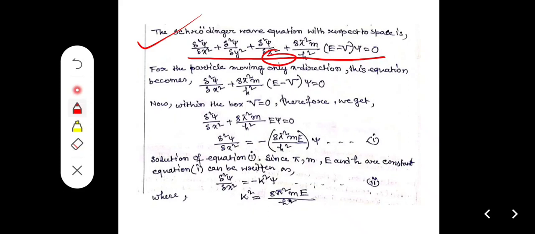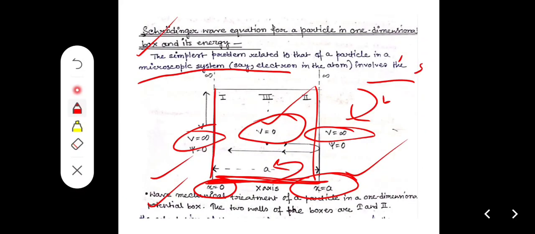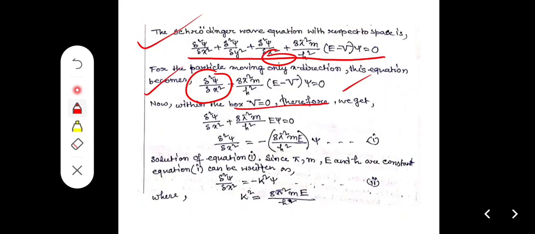Okay. For a particle moving in the x direction, we only consider the x coordinate, that is ∂²ψ/∂x² plus 8π²m/h² (E minus V) ψ equal to 0. Okay. Within the box, as we know, V equal to 0, that is the potential energy is 0. So we can put V equal to 0 in this equation. By this we get ∂²ψ/∂x² plus 8π²m/h² Eψ equal to 0.